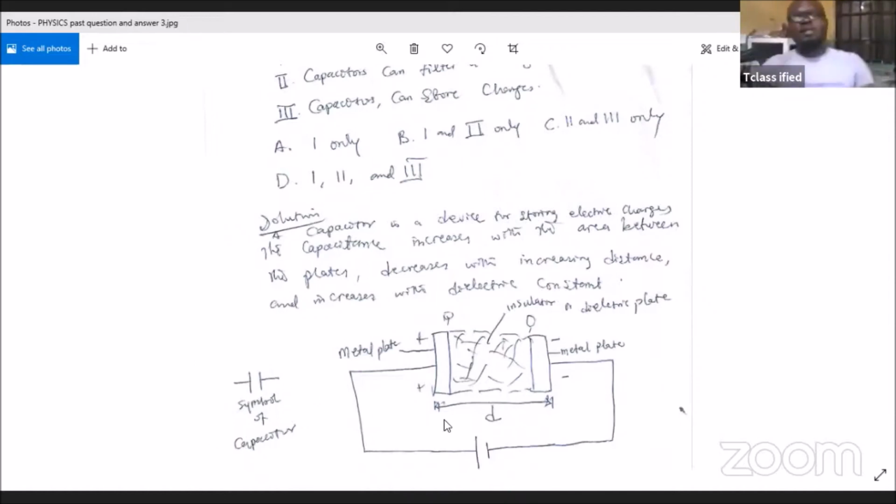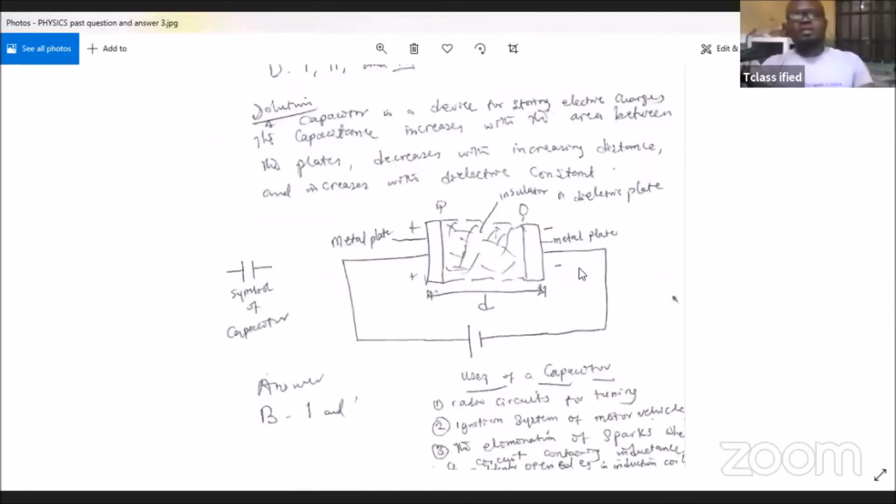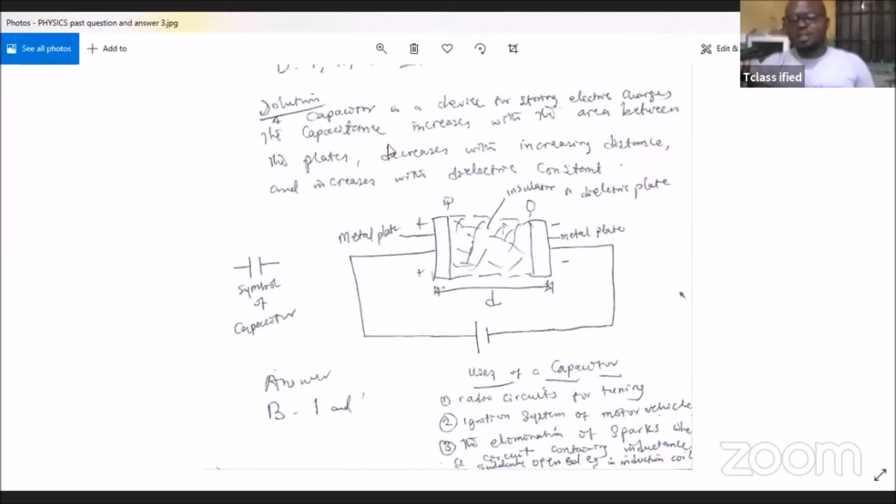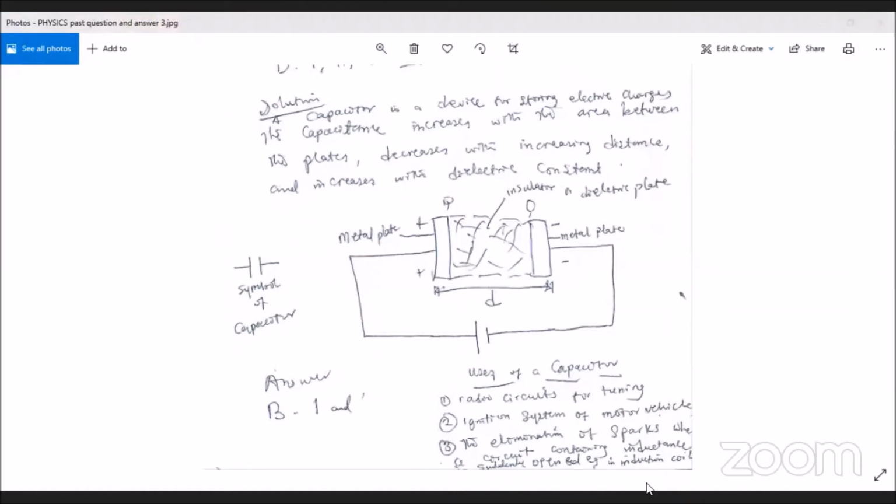So this is the symbol of a capacitor, but take note of these facts that I wrote here. Maybe I should send you this soft copy? Do you need it, or are you writing down immediately? So I'm writing it down. Okay, right. So get all those.